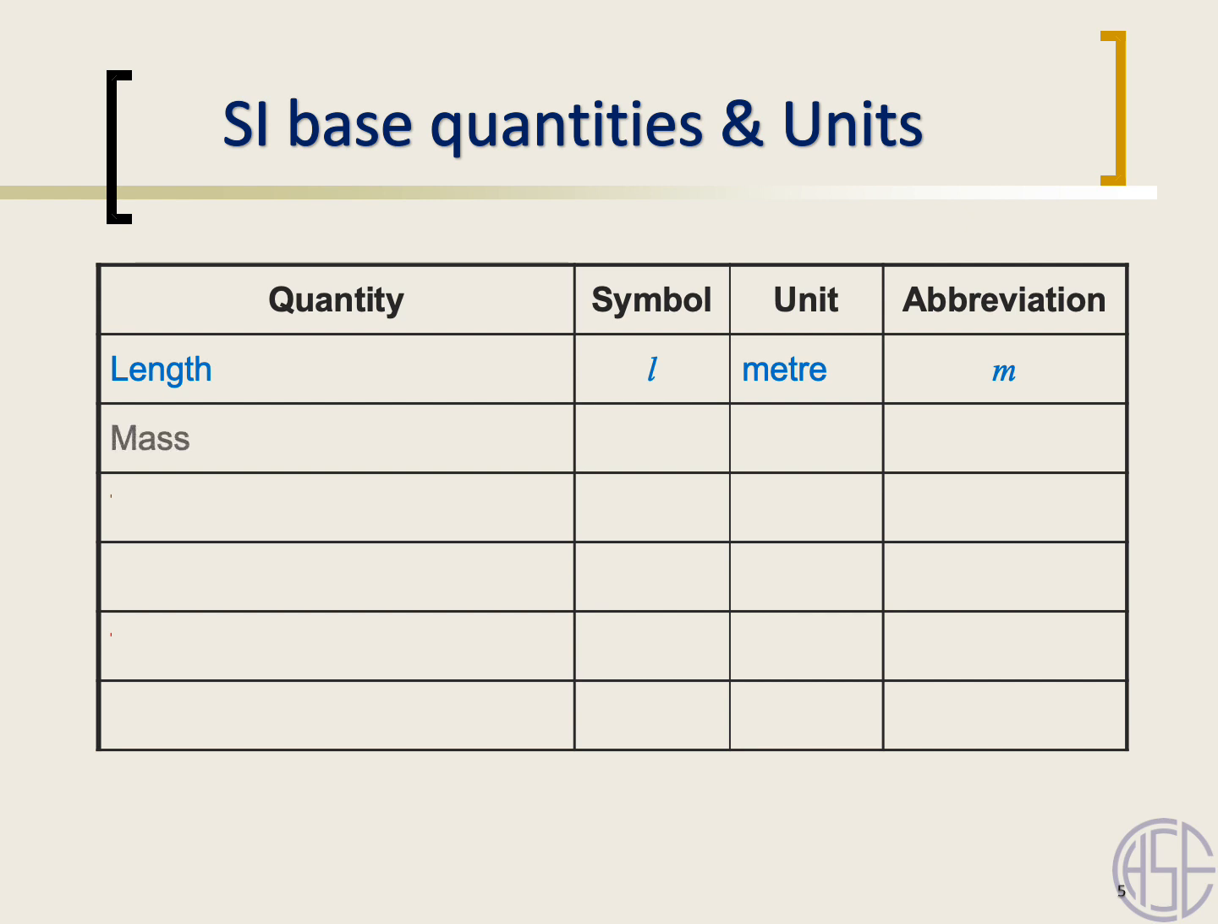The next quantity, mass, is also very familiar. The symbol I'm using is simply m. Sometimes we do use capital M also for mass. The unit is kilogram or kg. The next one, also very familiar, is time. The symbol I use is t. Seconds or s is the unit of time.